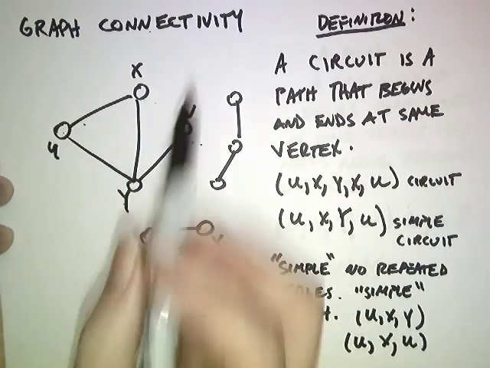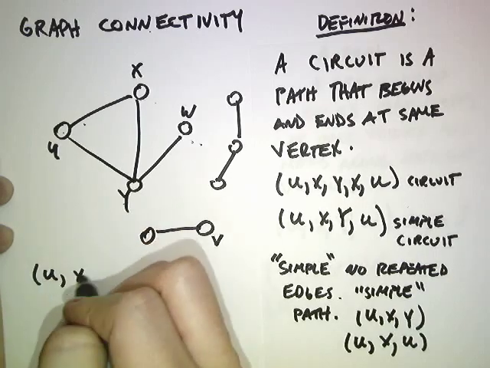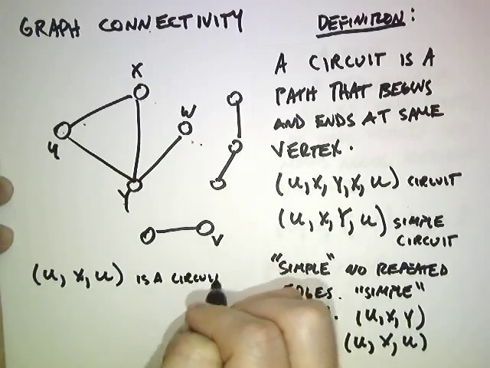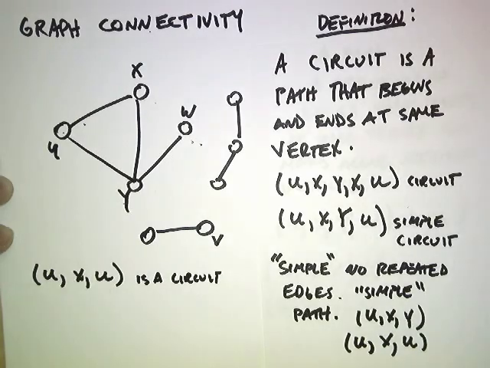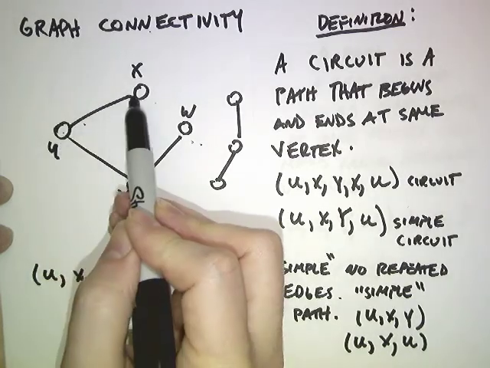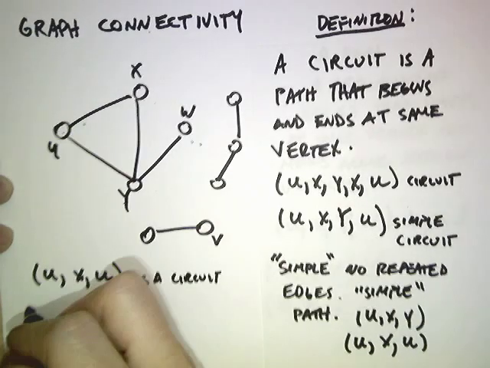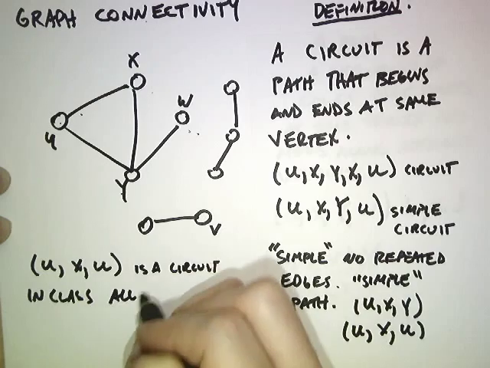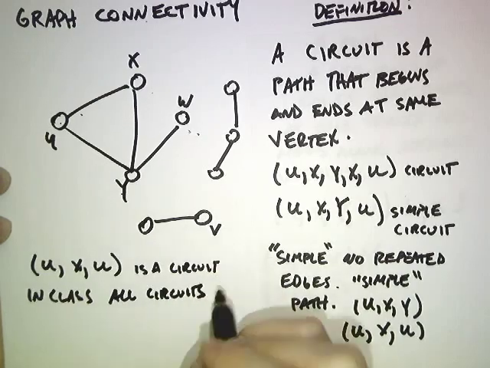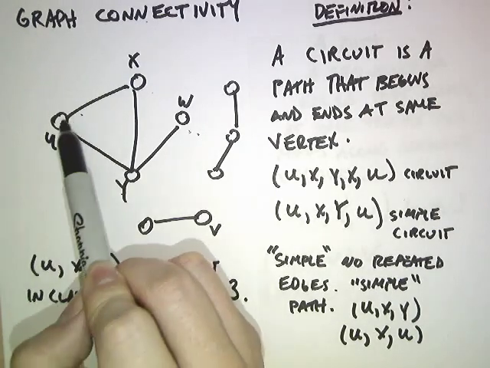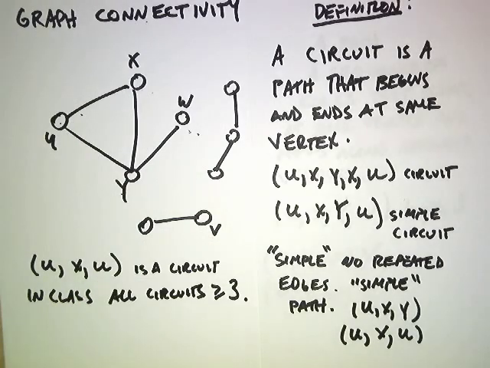And so you might have noticed that U, X, U is a circuit, right? It begins at U, it ends up at U, and it is a valid path. It has length 2, so U goes to X and then X goes to U. You only traverse 2 edges. So in this class, we're going to say that all circuits have length at least 3. We're not going to consider these sort of trivial circuits where you move from one vertex and then you move right back. We're only interested in circuits that have length at least 3.